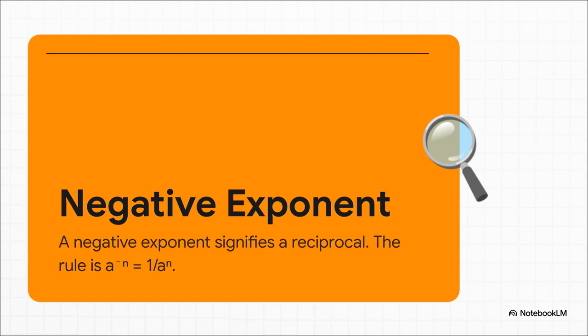A negative exponent is just a math instruction that means flip it, or take the reciprocal. So a to the power of -n is really just 1 divided by a to the power of +n. It's not negative at all, it's a fraction.